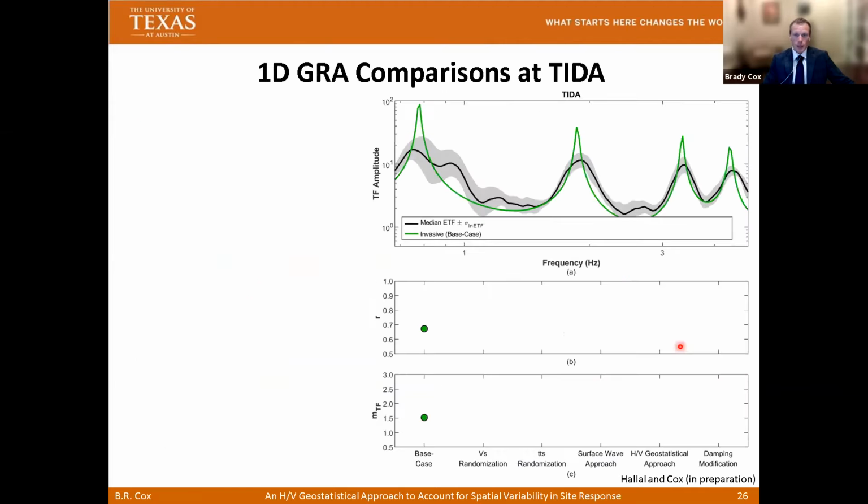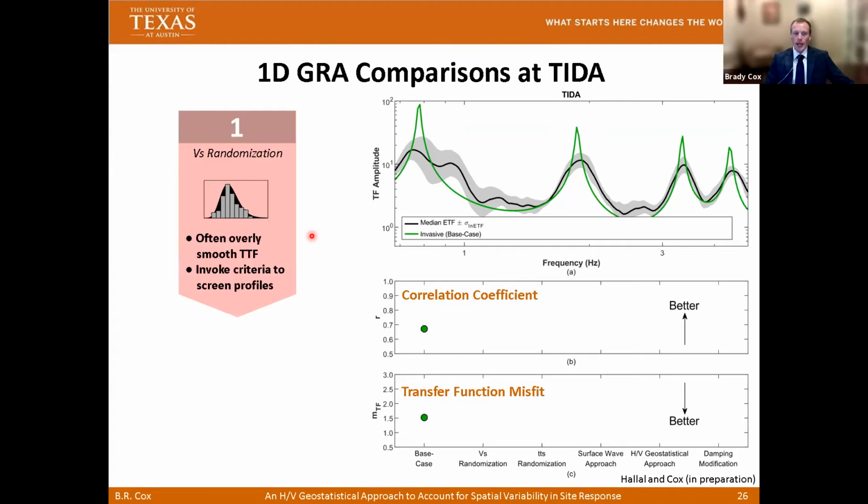So let me show you a summary of these results. Here we have Treasure Island, and you have in gray the empirical transfer function. The green line is the ground response from the single shear wave velocity profile measured at the site. We then look at the correlation coefficient and the transfer function misfit for that green line, and we add the VS randomization profile. And you can see that by including shear wave velocity variability, we increase the correlation coefficient, but we actually make the transfer function misfit worse.